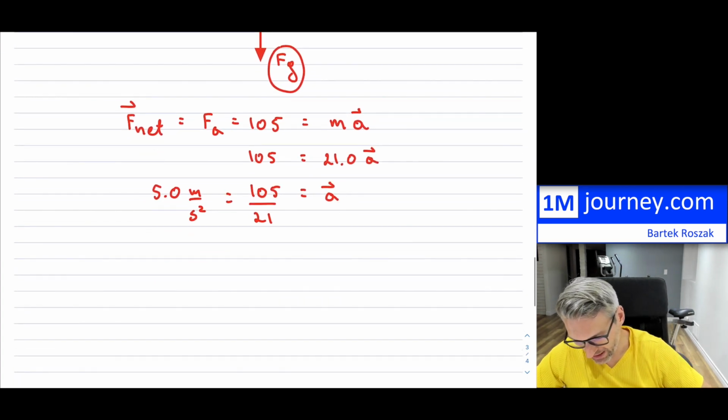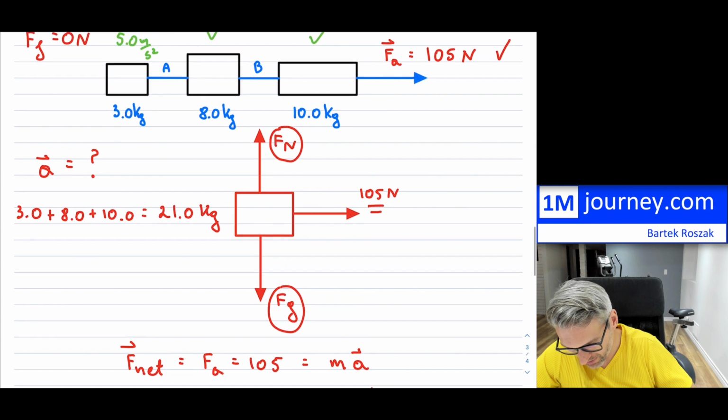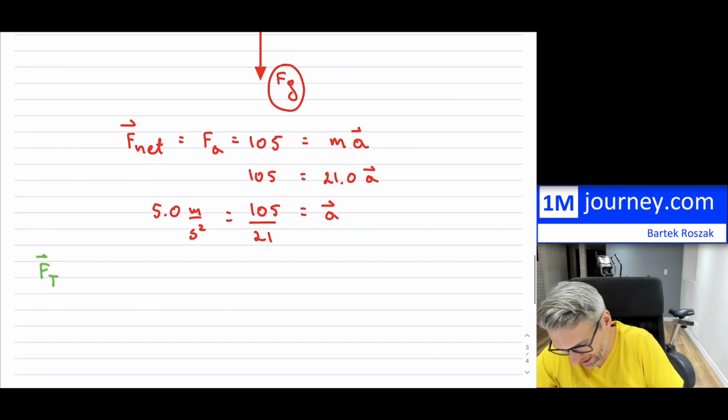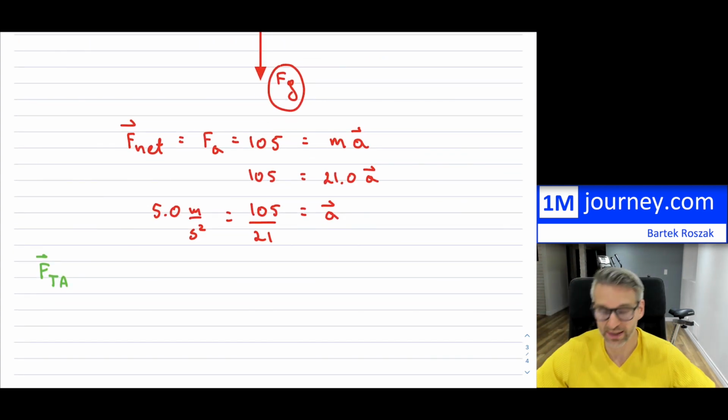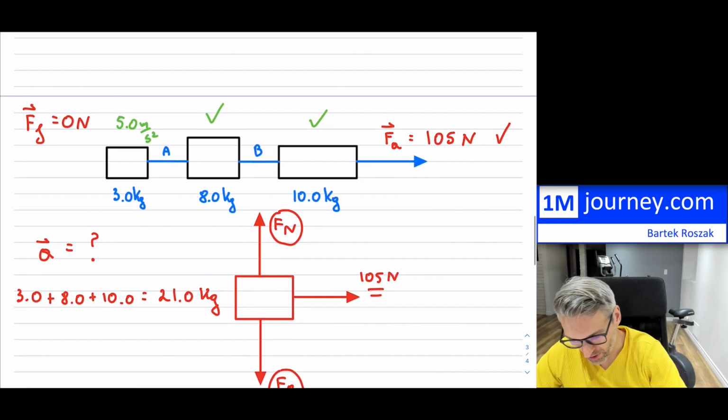Well, what if somebody comes along and says, what is maybe the force of tension, let's say in the A rope? So I'm going to put a little A in there as well. So the force of tension in the rope A. How would we do that? Well, you would have to do a free body diagram on this. So what do we know?